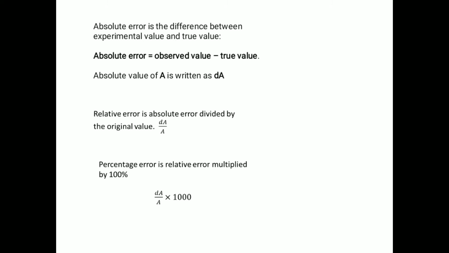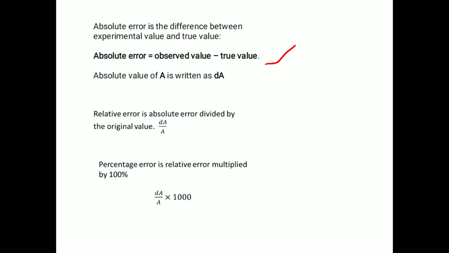Now we start with the absolute error. Absolute error actually is the difference between an experimental value and true value. So you can have that formula that absolute error is equal to observed value minus true value. Now the absolute value of A, we write it as dA. So when we say error of A is dA, actually that's the absolute error.